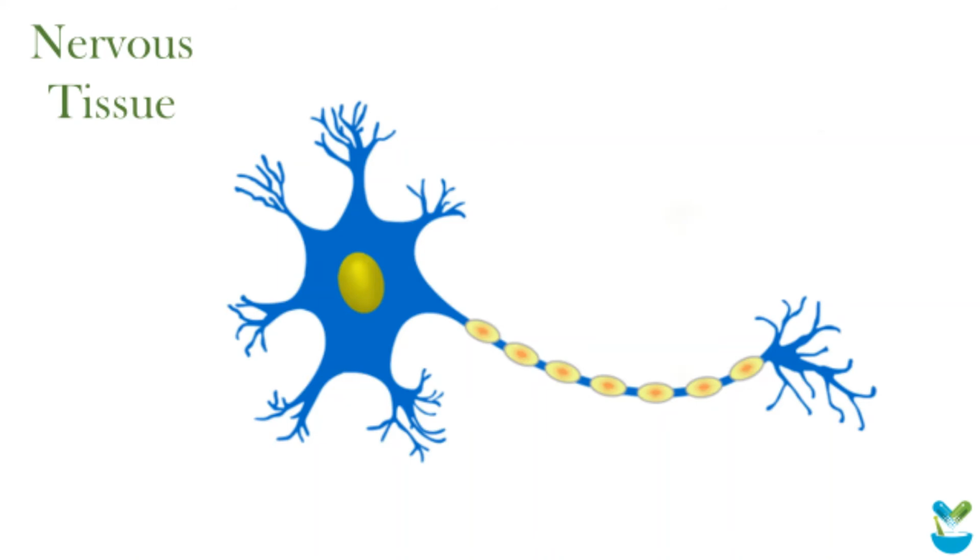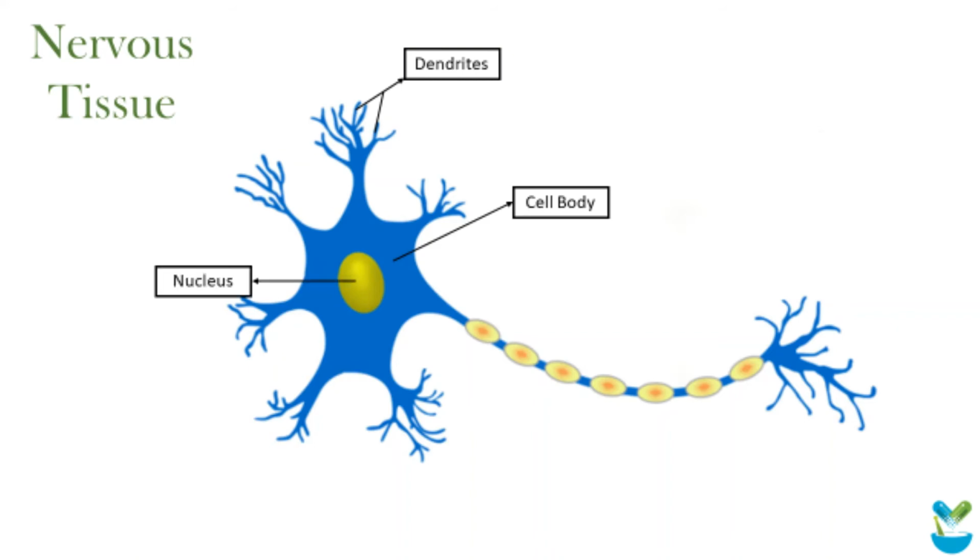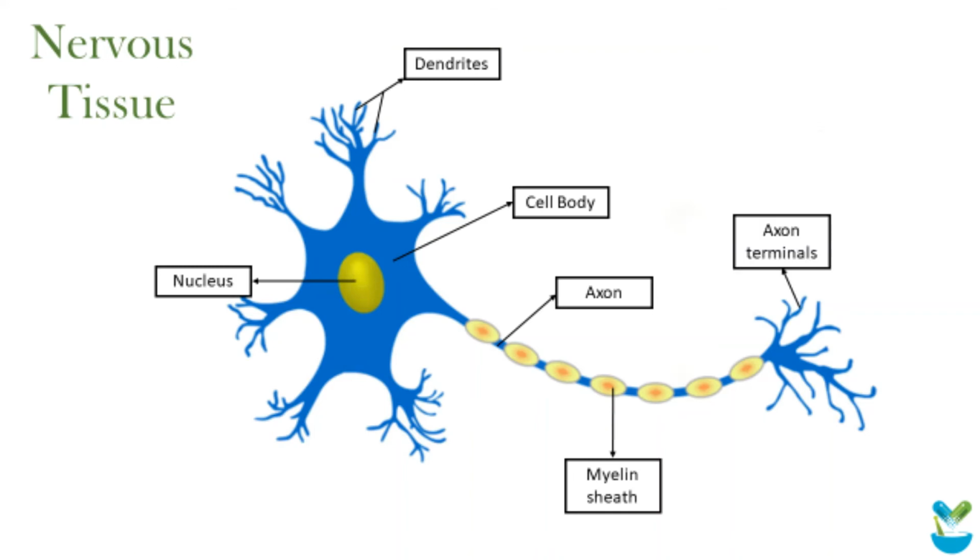This is the structure of a neuron, responsible for conducting impulses in the body. It has dendrites, which receive nerve impulses, then the cell body, which contains the nucleus. Axon is an extension of the neuron, which carries impulses away from the cell body. Most neurons' axons are covered by a myelin sheath, which is an insulating layer that allows electrical impulses to transmit quickly and efficiently. And finally, axon or nerve terminals, through which neurotransmitter is released.